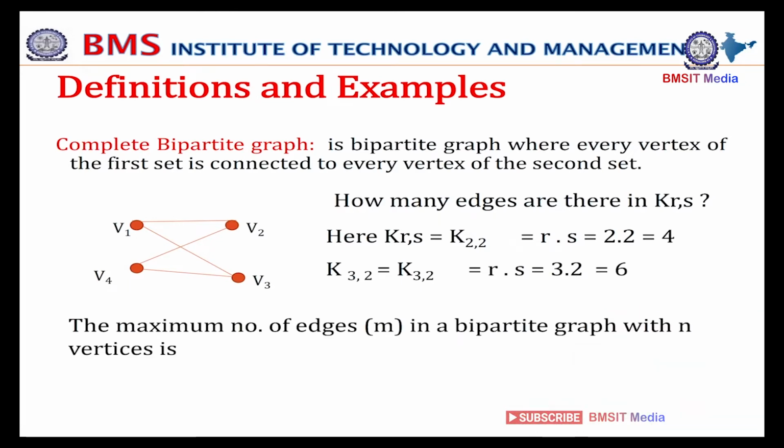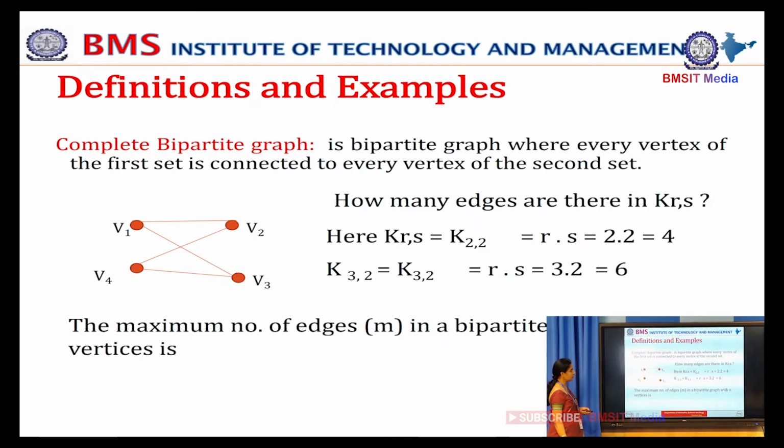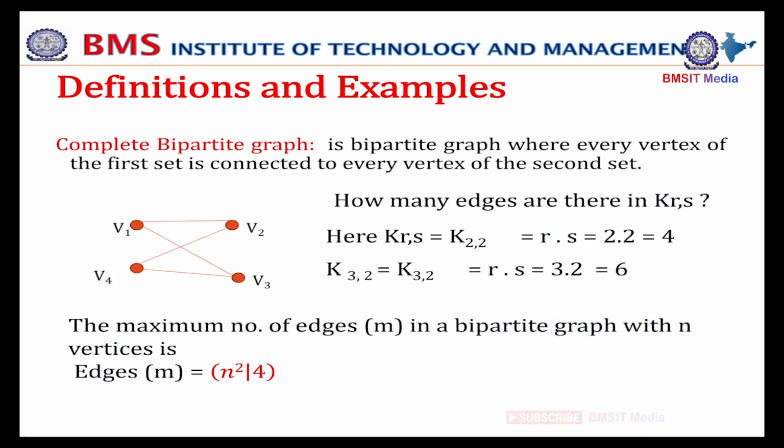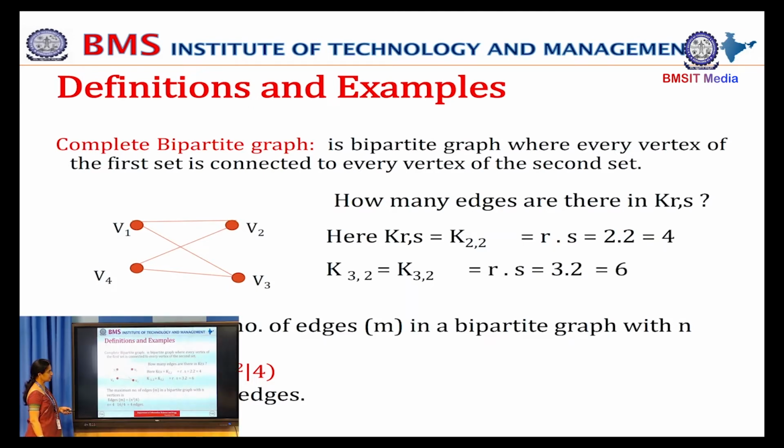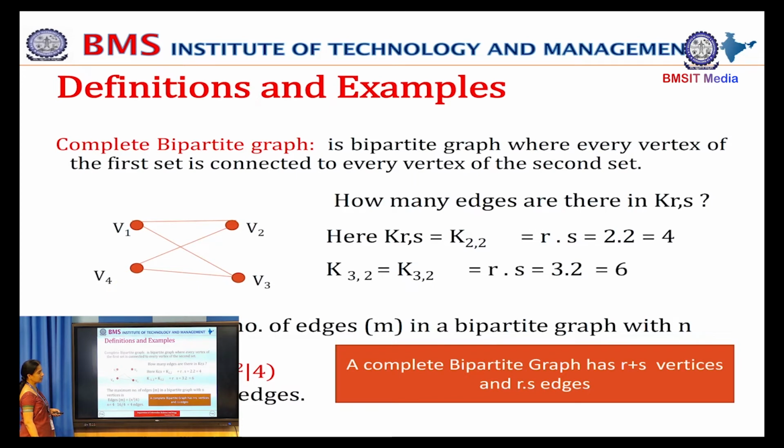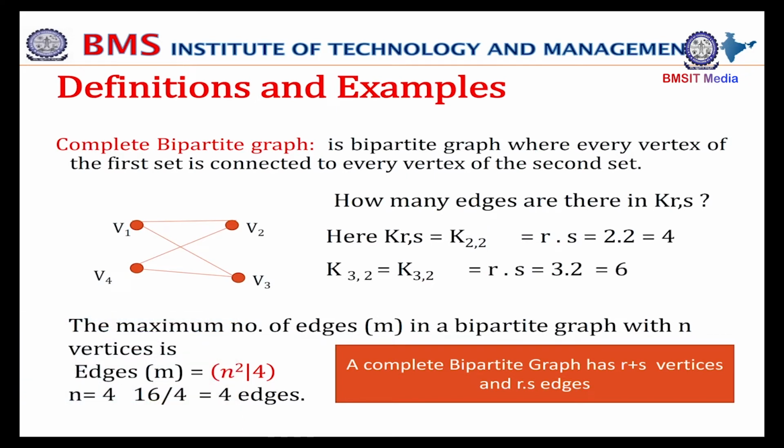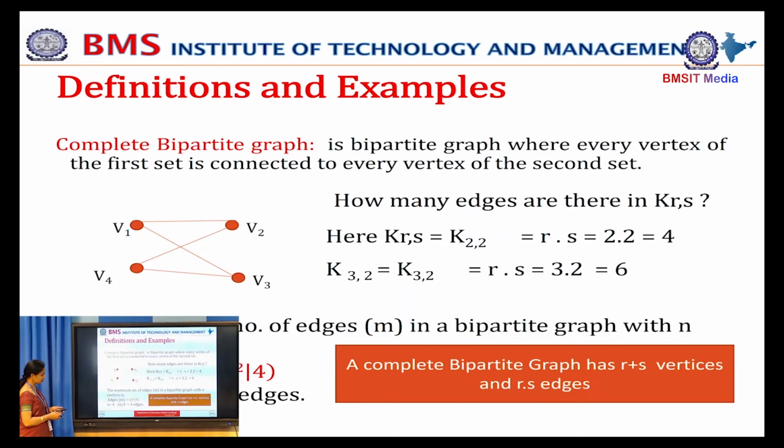The maximum number of edges in a bipartite graph with n vertices is given by n square by 4. So if I take n equal to 4, we will have 16 by 4, that is equal to 4 edges. A complete bipartite graph has R plus S vertices and R into S edges.